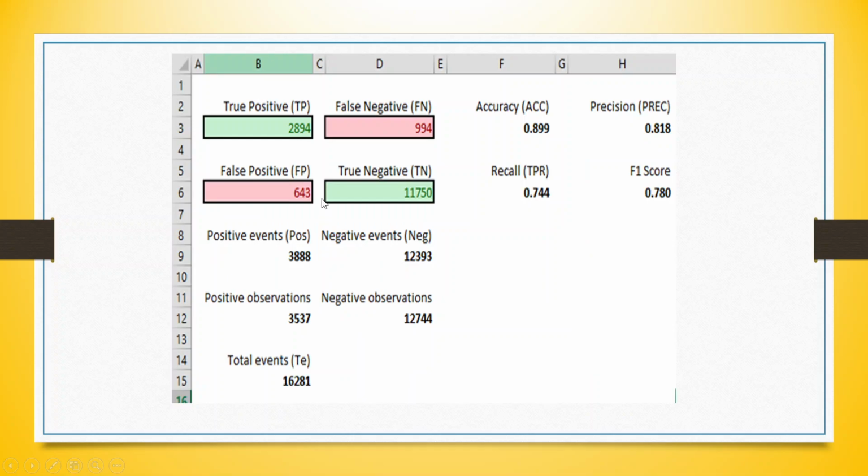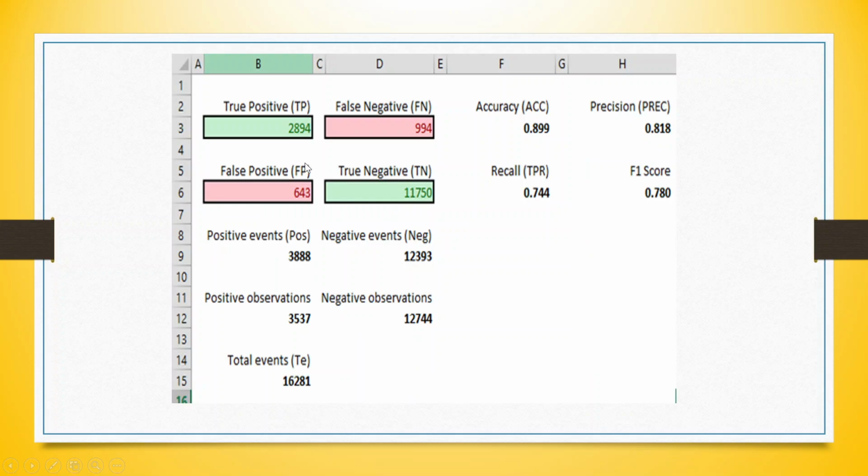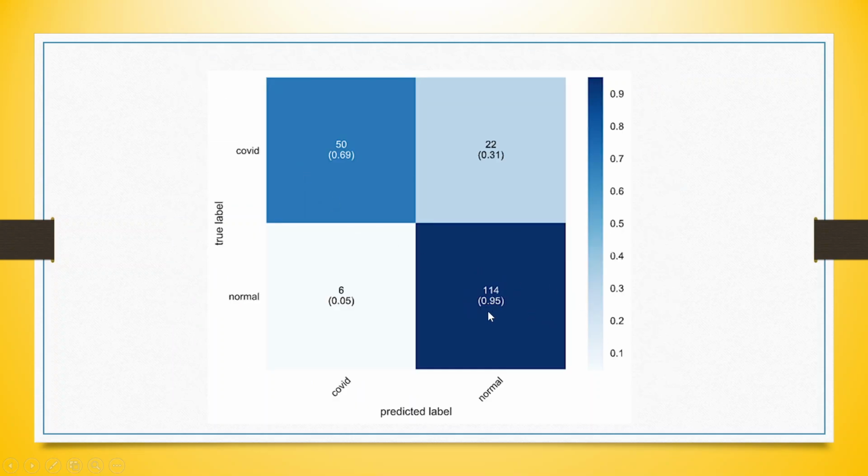So let's say we have data where true positive is 2894 and true negative is 11750. False positive is 643 and false negative is 994. This is just the previous thing I have converted into numbers. So the first quadrant is true positive, and this quadrant is true negative.